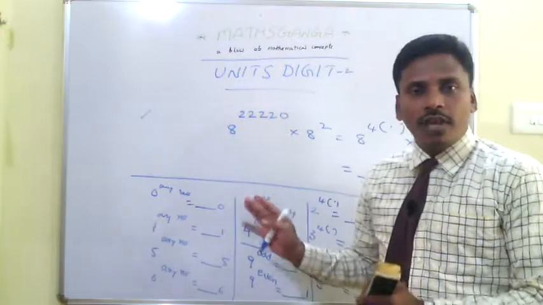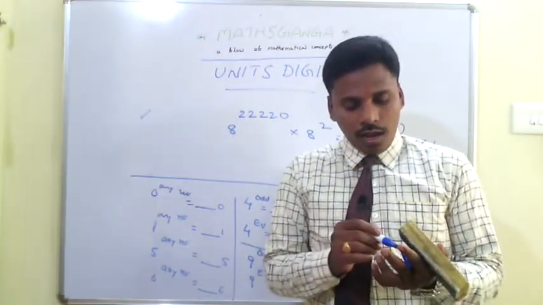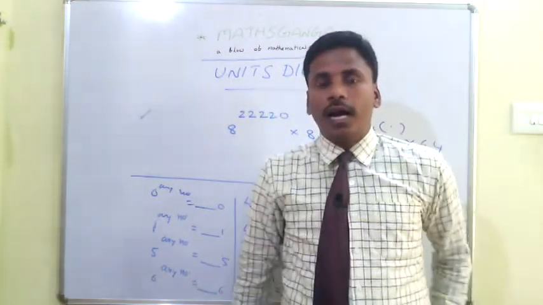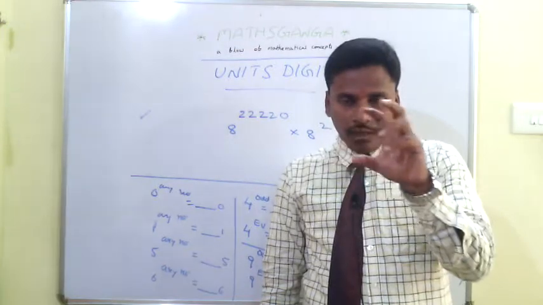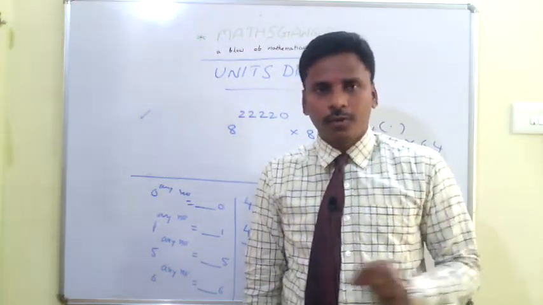Okay, so this is the way of finding unit digits for the powers of numbers, and in the coming videos I plan to give you different problems related to these unit digits and different ways, different tricks to find unit digits for different types of numbers. Okay, thank you.